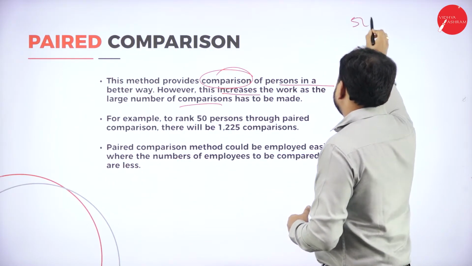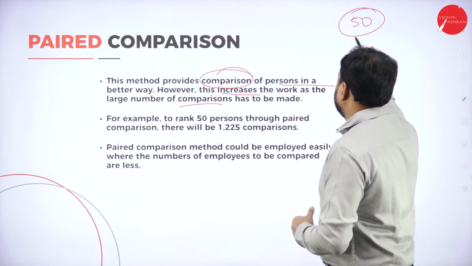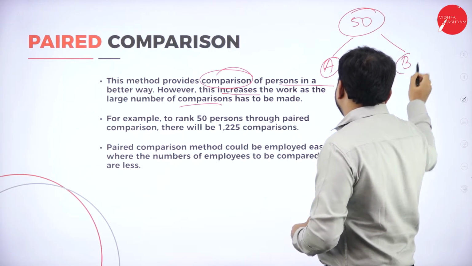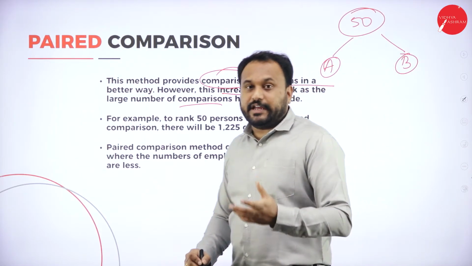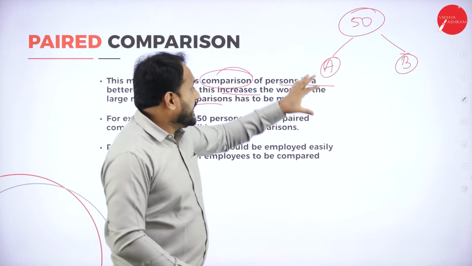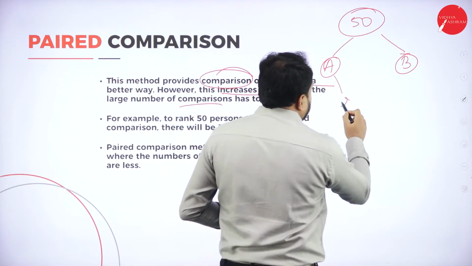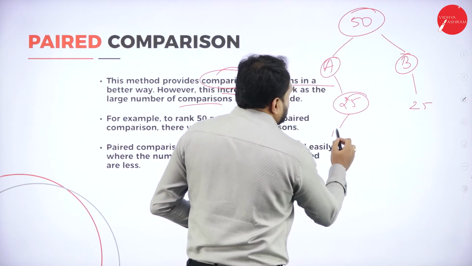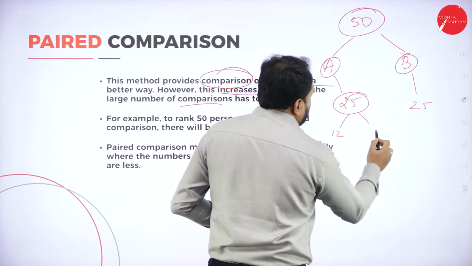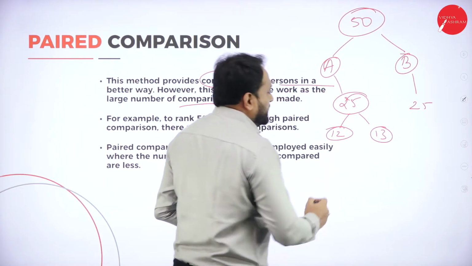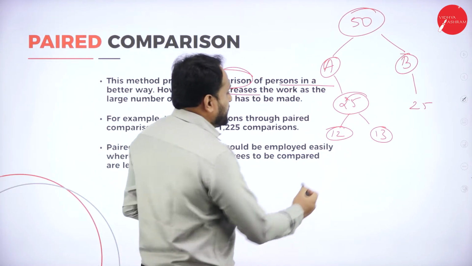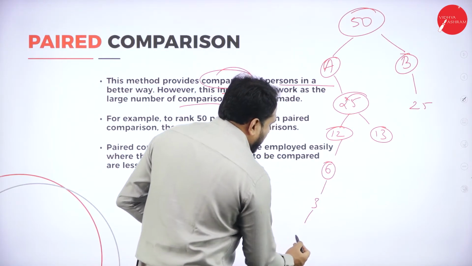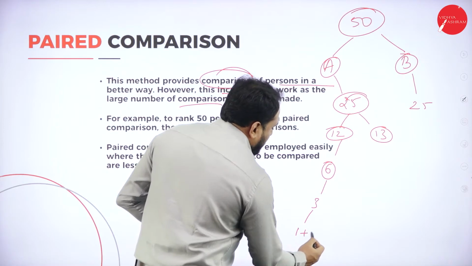Say there are 50. Now in that 50, what will you do? Actually you will go with A, B. Now here you will have say 25 employees, here you have 25 employees. In that 25, you have here 12, here you have 13. Say for example, I'm just going with this. Next here 12 you have 6, now here it is 3, then again here it is say 1 plus 1 plus 1.